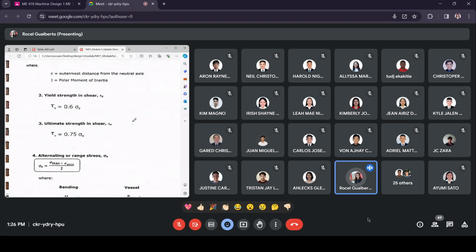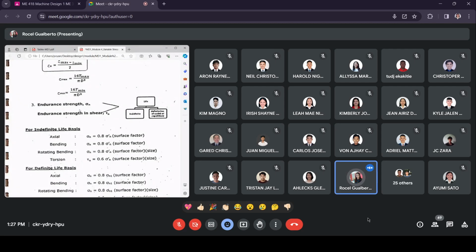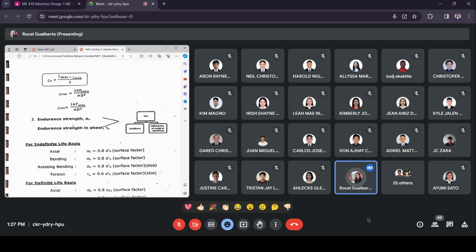Okay, so here, sigma n and tau n are the endurance strength. This is your sigma n, and then your tau n is called the endurance strength in shear. So these are the values of sigma n and tau n. To find these values, they are dependent on what we call life. Just like humans, we have our life.